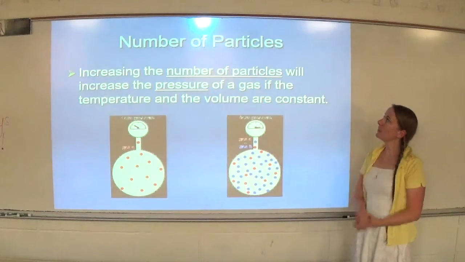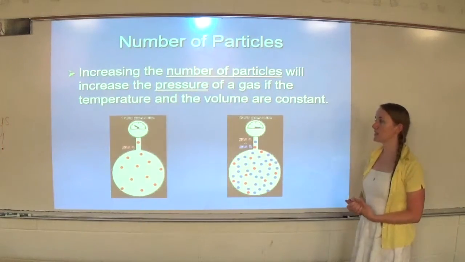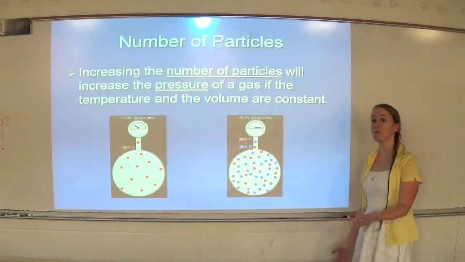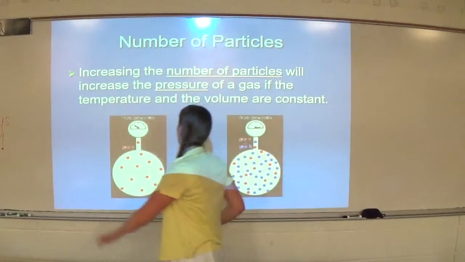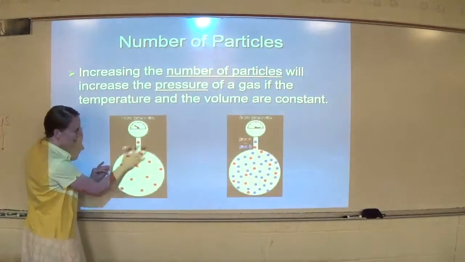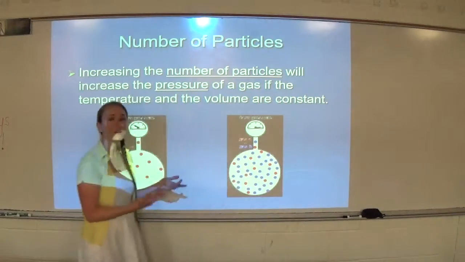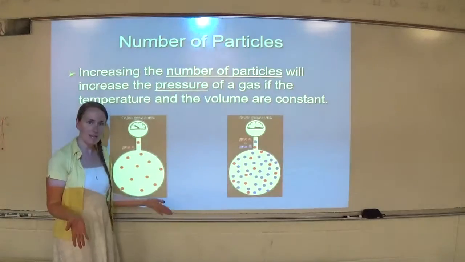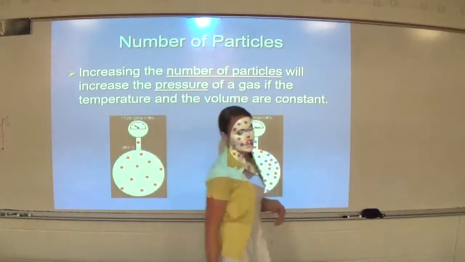Number of particles. Increasing the number of particles will increase the pressure of a gas if temperature and volume are constant. So this is my example of the 3 people versus 20 people in a room, but I already blew that, so let me just use the normal example. Okay, so here we have some of these red gas particles, but if we now add the blue ones, you're going to have more collisions with more particles of gas. And so in that case, this would have the higher pressure of the two.